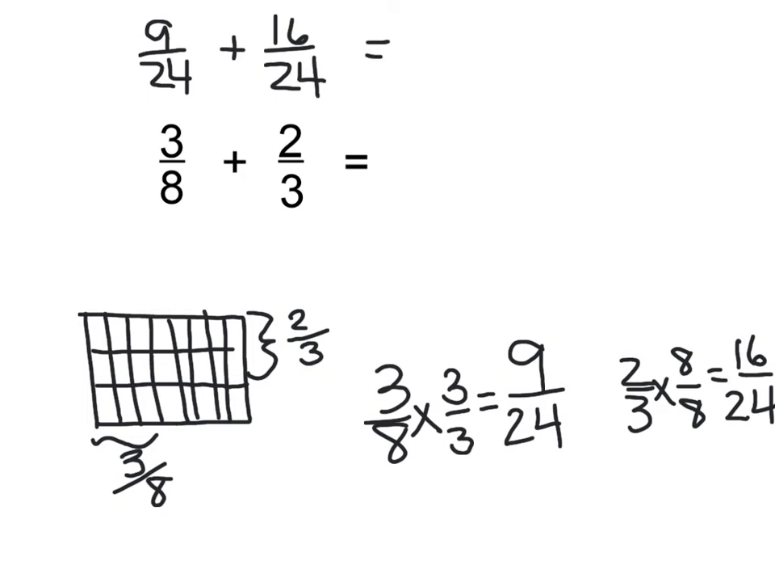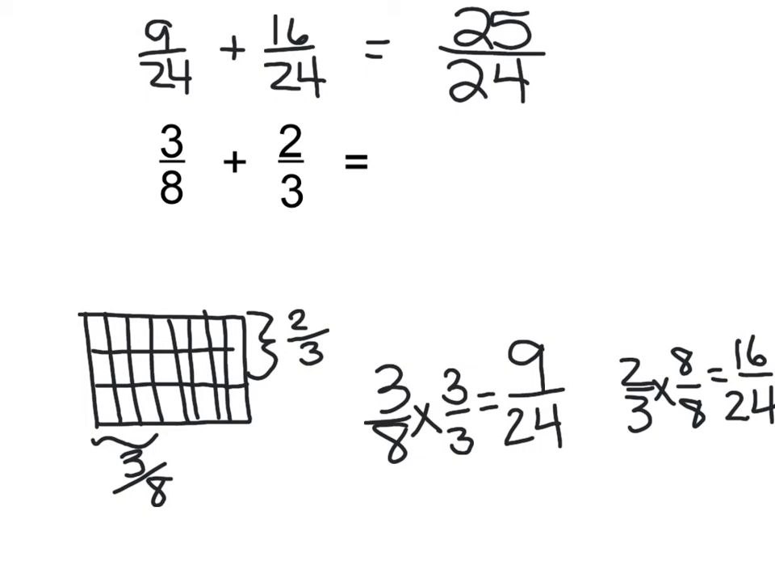Now that my denominators are the same, I can add my fractions. I know that my denominator is always the same, so 24 stays the same. I do not ever add my denominators. So my denominator is 24. I need to add 9 plus 16, which is 25. So I have 25 over 24, which again is improper.